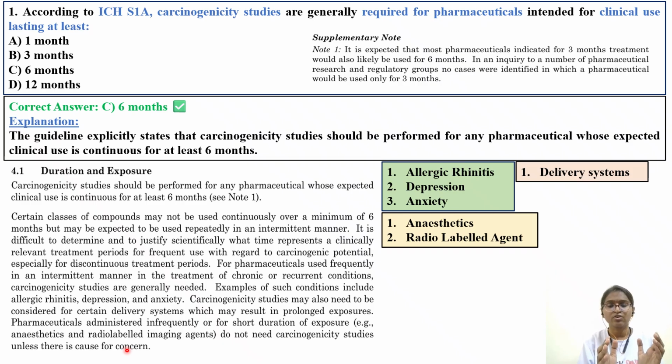So this is the important concept that you have to read with respect to duration of exposure. What type of drugs need to be studied? Seasonal drugs, like for allergic rhinitis, depression, as well as anxiety, which are used intermittently, they also need it. Delivery systems, for example implants, they also need it. Anesthetics and radio-labeled agents are the exception. They do not need it, because the duration of action is short. For example, for an anesthetic, the drug will be in the serum or plasma only for fractions of seconds. So for that kind of drugs, there is no need to do any 2-year cancer study.